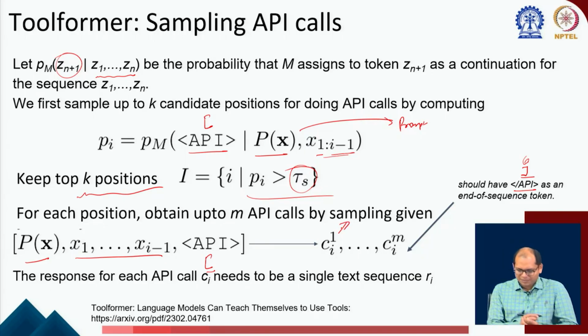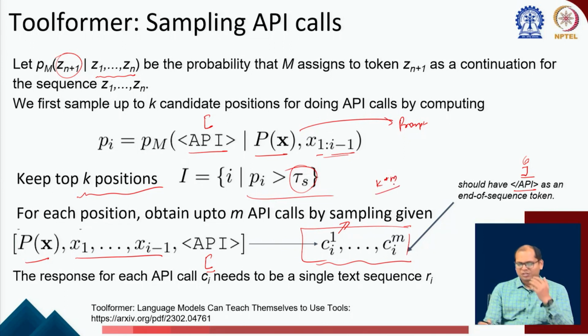Now, for each position you have up to m API calls with all the inputs, so at most k times m: there are at most k positions, and each position may have m API calls. You can do sampling, because you have talked about sampling methods, so you can sample multiple sequences. That means you will not go by greedy decoding here. Once you have all these API calls, you can execute them and get the outputs.